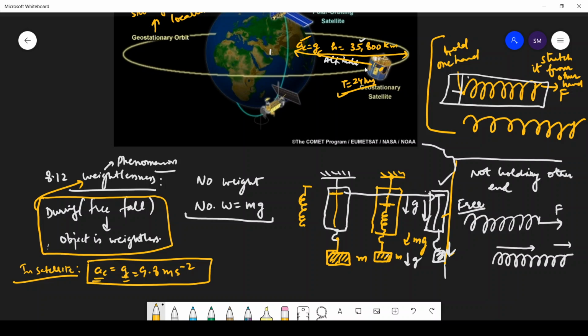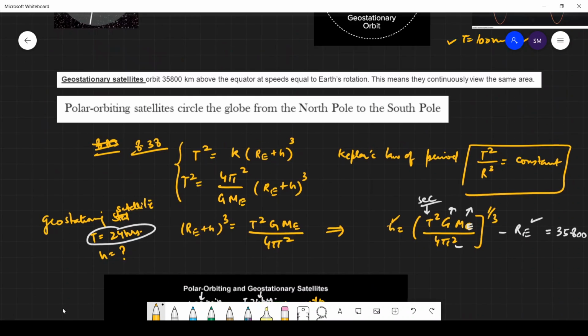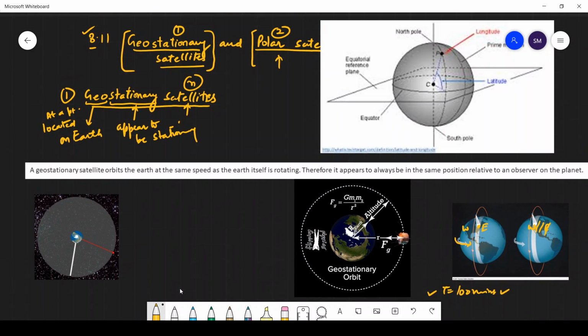So I have read this weightlessness from your book, and let me read some of the lines about the geostationary satellite also from the book, which is on page 197, second paragraph. It is known that electromagnetic waves. Now a little bit of discussion about how this geostationary satellite is working.